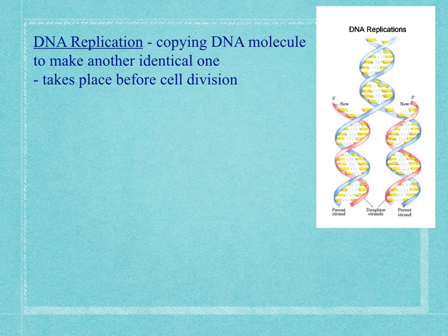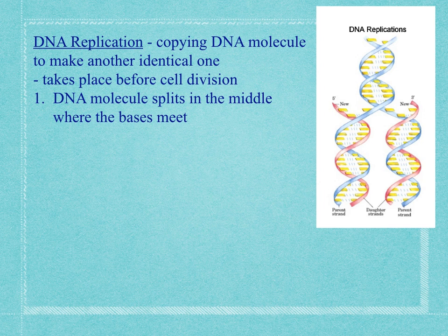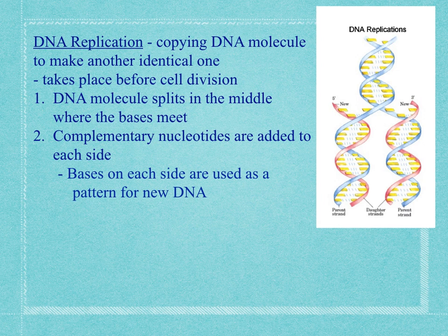Okay, so the first thing that happens is that the DNA molecule is going to split in the middle where the bases meet. So it kind of separates, and you can see that in the picture there. Then complementary nucleotides are going to be added to each side. So remember, A is going to pair up with T, T is going to pair up with A, C is with G, G is with C. So bases on each side are used as a pattern for the new DNA. So if you had an ACG on the one side, then the new bases would be a TGC.